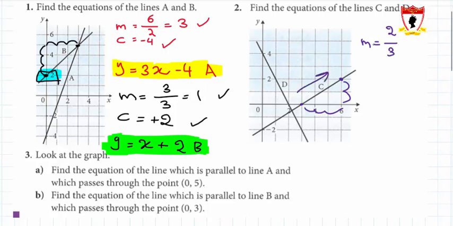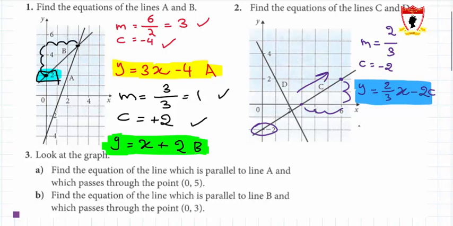The line is going up, the gradient is positive. And C, where does this line C cross the y-axis? It crosses the y-axis at negative 2, so it means the value of C is negative 2. Now, we can write the equation y equals 2 over 3x minus 2. So this is the equation of line C.